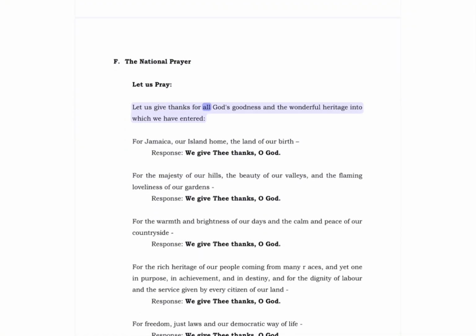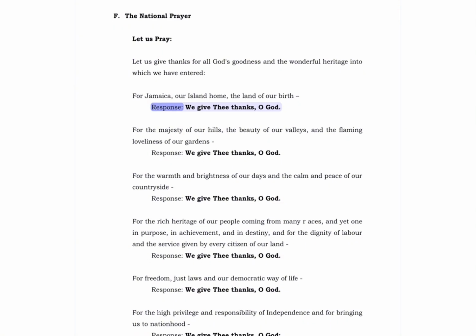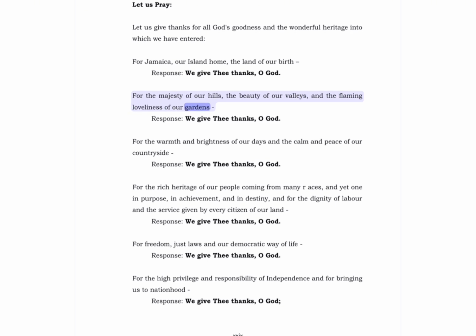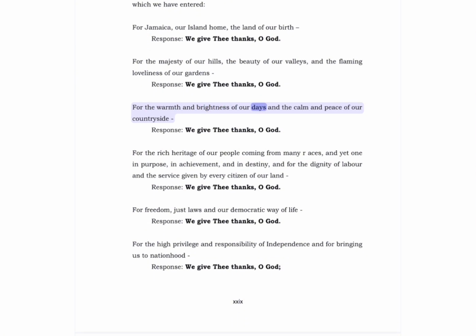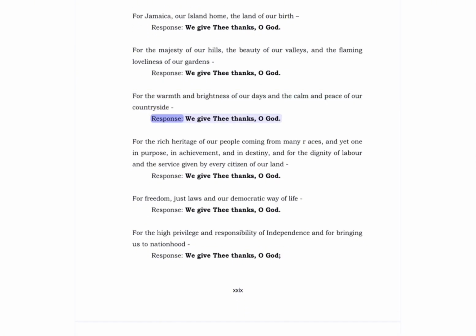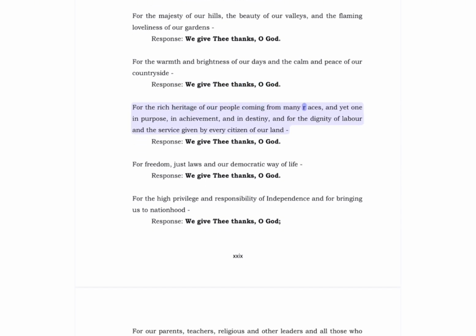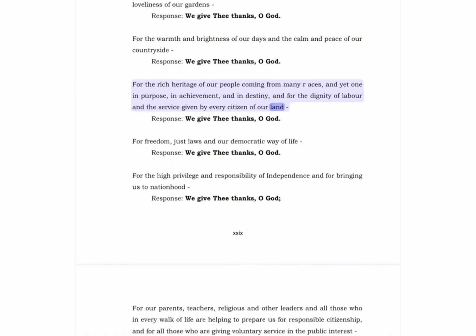Let us give thanks for all God's goodness and the wonderful heritage into which we have entered. For Jamaica, our island home, the land of our birth. Response: We give thee thanks, O God. For the majesty of our hills, the beauty of our valleys, and the flaming loveliness of our gardens. Response: We give thee thanks, O God, for the warmth and brightness of our days and the calm and peace of our countryside. Response: We give thee thanks, O God, for the rich heritage of our people coming from many races, and yet one in purpose, in achievement, and in destiny, and for the dignity of labor and the service given by every citizen of our land.